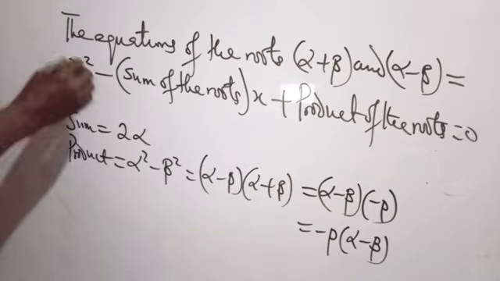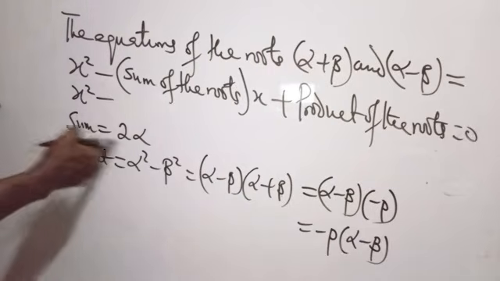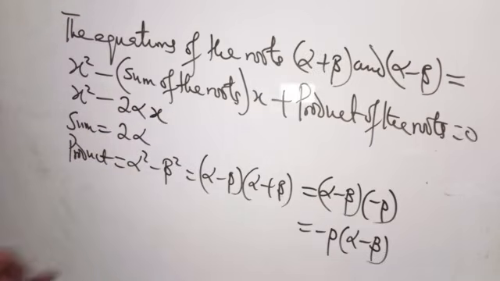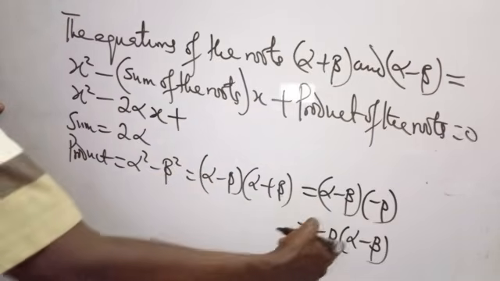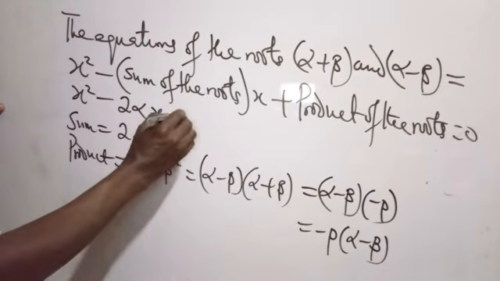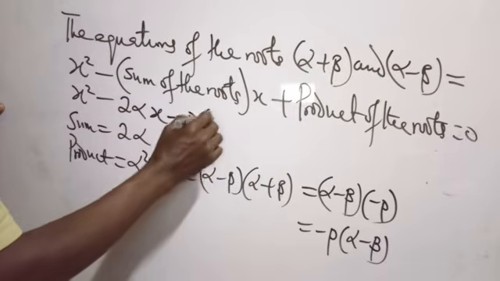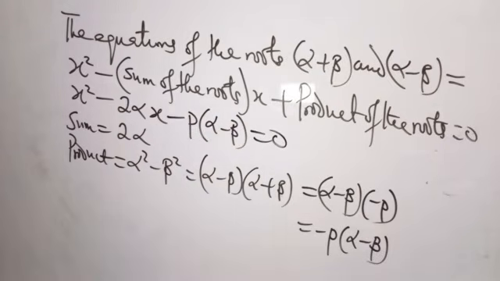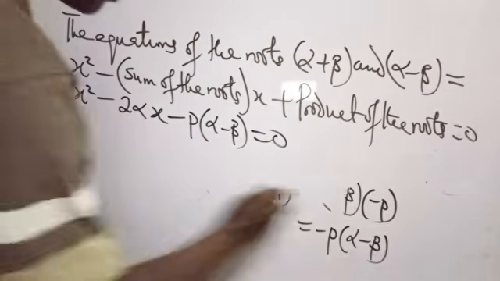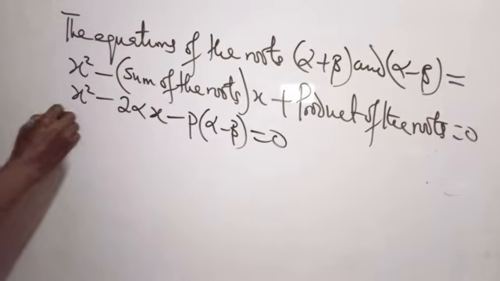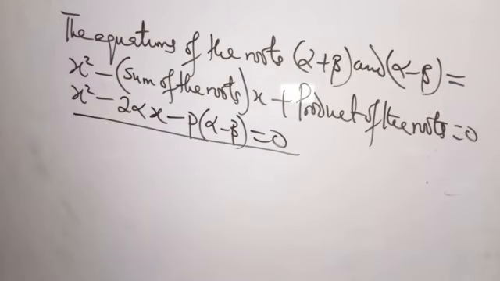Which means x squared minus the sum of the roots, which we got as 2 alpha, multiplied by x because the variable is x, then plus the product of the roots. The product of the roots is minus p into alpha minus beta, so plus and minus is minus. So we have minus p into alpha minus beta equal to 0. So we have been able to get the answer to the problem. The equation is x squared minus 2 alpha x minus p into bracket alpha minus beta equal to 0.